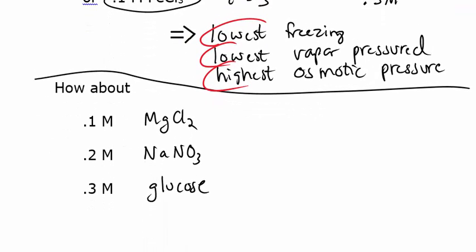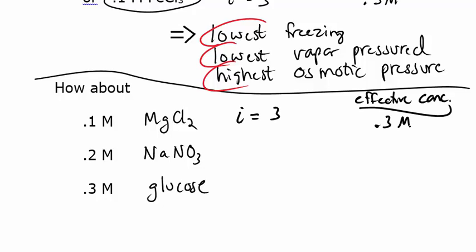Okay, so we're looking for the greatest effective concentration. Well, let's look at the i's. We have concentrations. Let's look at the i's. The i for magnesium chloride was 3, so its effective concentration is 3 times 0.1, so it's 0.3 molar. Sodium nitrate has an i of 2. Multiply i by the concentration and you'll get 0.4 molar, so that one would be greater. Sodium nitrate would be greater than magnesium chloride. Glucose has an i of 1, so 0.3 times 1, 0.3 molar.